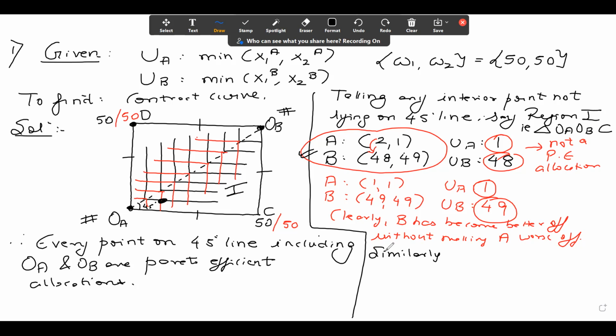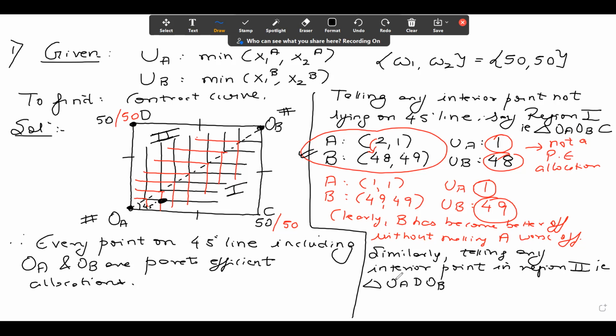Similarly, taking any interior point in region 2, that is, region 2 is given by triangle OA D OB. If you look at OA D OB, this is my triangle. I take any interior point in this. Suppose I take a point 1, 2. 1, 2 will lie somewhere here. And B has how much left? 49, 48.